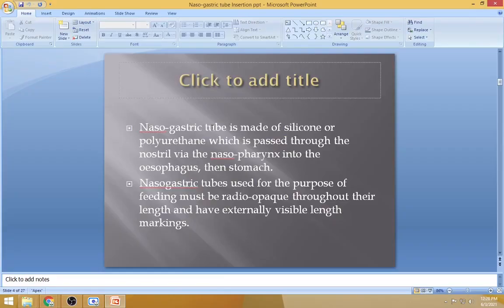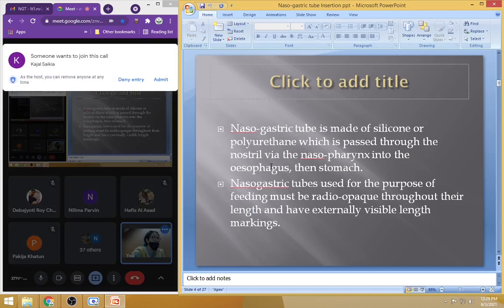Nasogastric tube is made of silicone or polyurethane, which is passed through the nostril via the nasopharynx into the esophagus, then the stomach. Nasogastric tubes used for the purpose of feeding must be radio opaque throughout their length and have externally visible length marking. So what is the advantage of radio opaque? Why? Can you tell me why?